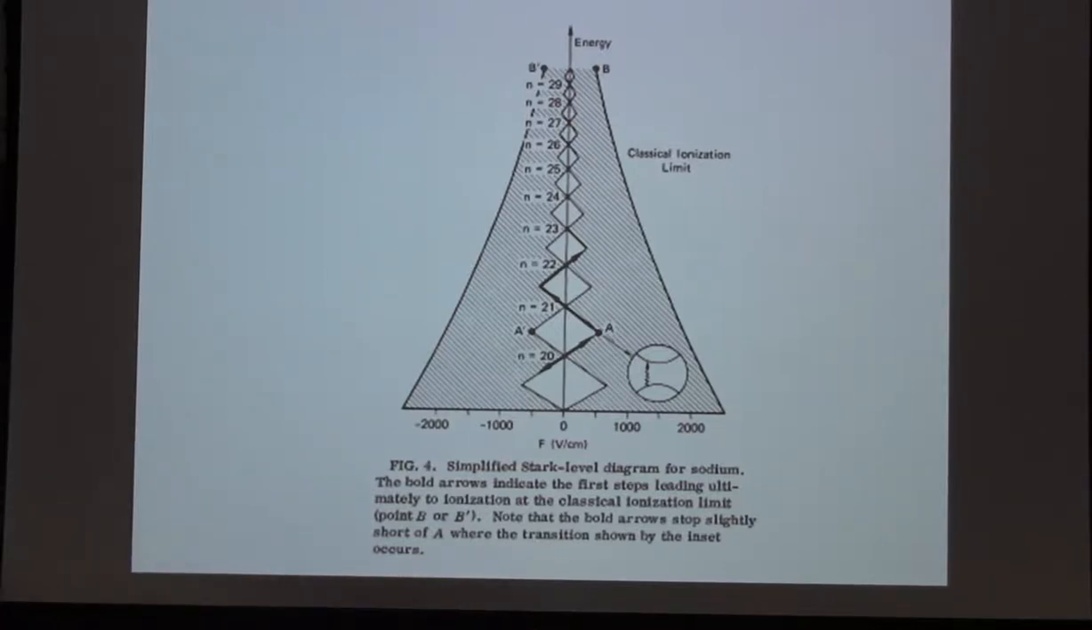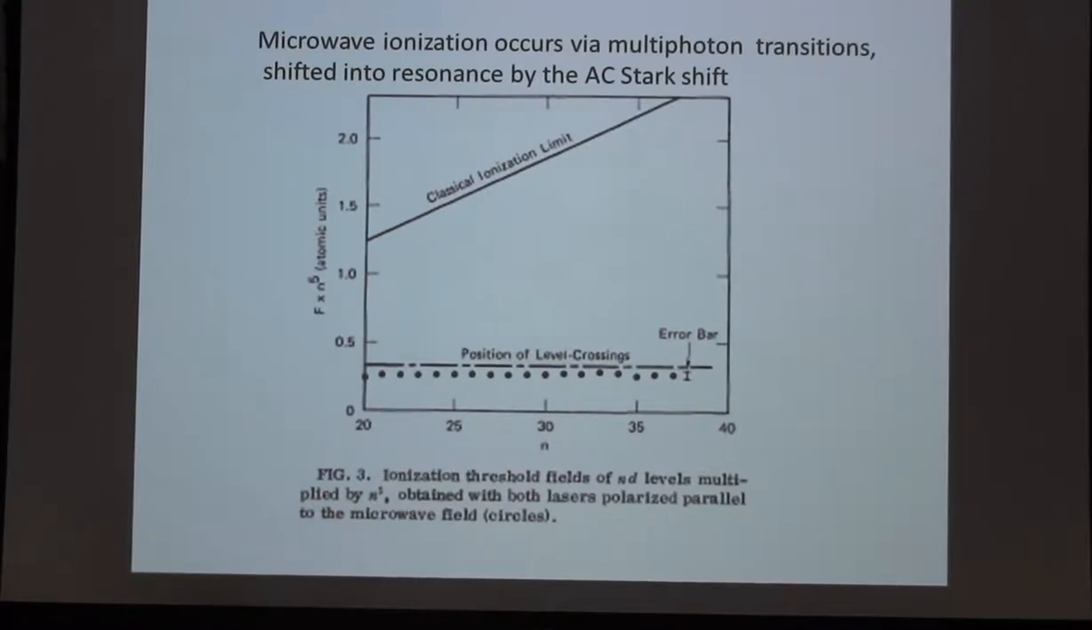Now, what I would like to convince you is that this form of microwave ionization, which I've described as simply an oscillating field, is really happening by multiphoton transitions that are shifted into resonance by the AC Stark shift. We've done a whole set of experiments in potassium that I'm not going to discuss, but I will point out that the first hint of this comes from this.